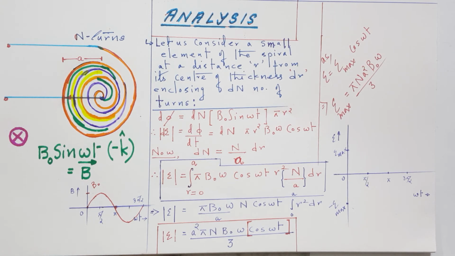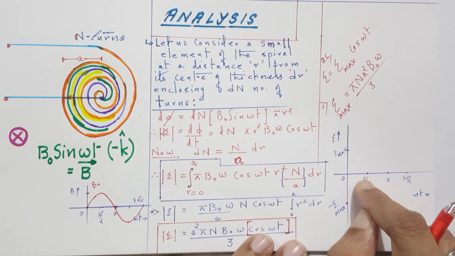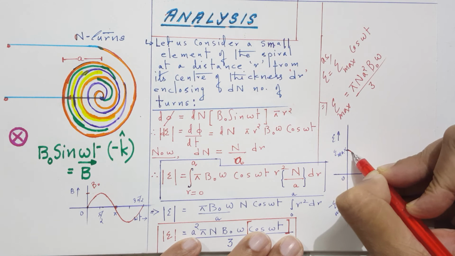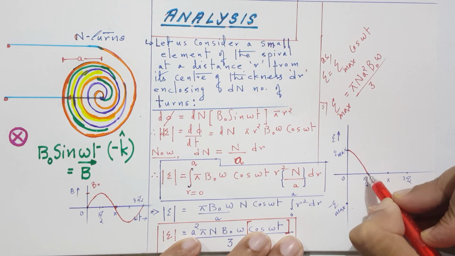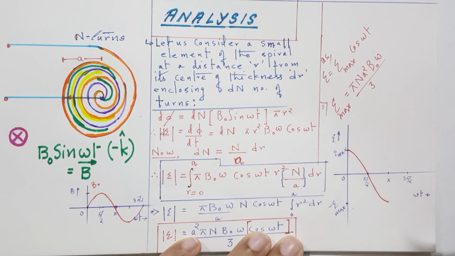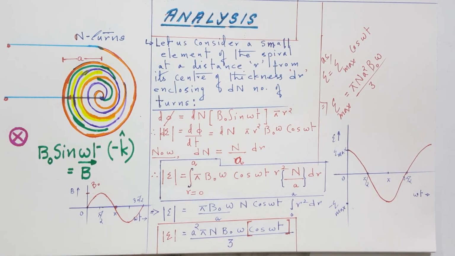So how is the variation we want to see? We want to see that. So it is varying with cos omega t. So when omega t is pi by 2, then cos omega t is 0, right? So here it is E max. Then at pi by 2 it becomes 0. Again at pi it attains a negative maximum value because cos pi is -1. And again at 3 pi by 2 it will become 0, and then again it will go up. So this is how the EMF is varying with respect to omega t or t, whatever. You will see this sort of variation, and the applied magnetic field is this sort of variation.